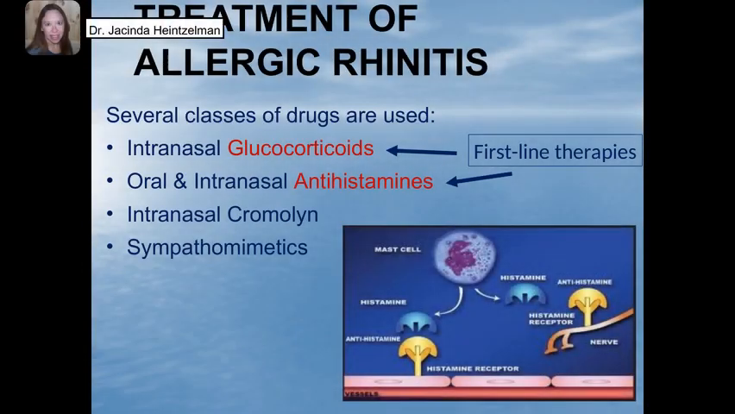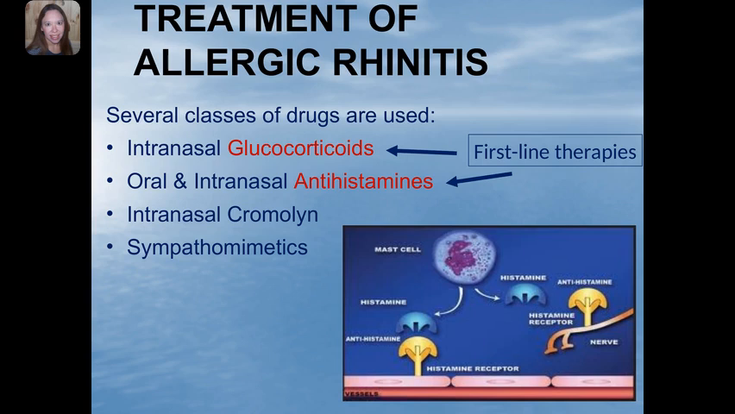Now that you know the signs and symptoms of allergic rhinitis and a little bit more about the pathophysiology as far as what's happening in the body to lead to those signs and symptoms, now we have different classes of medications that can be used to treat the signs and symptoms of allergic rhinitis. We have glucocorticoids, and those are going to work on inflammation. We talked about inflammation leading to signs and symptoms.